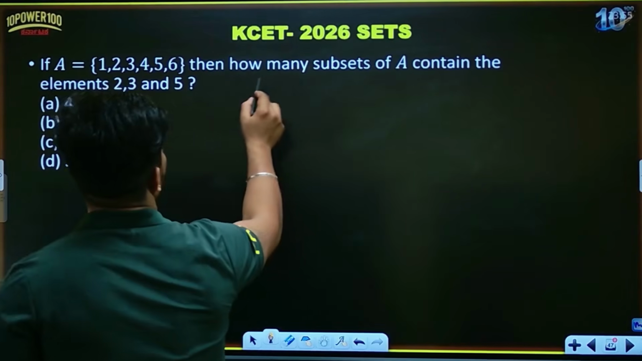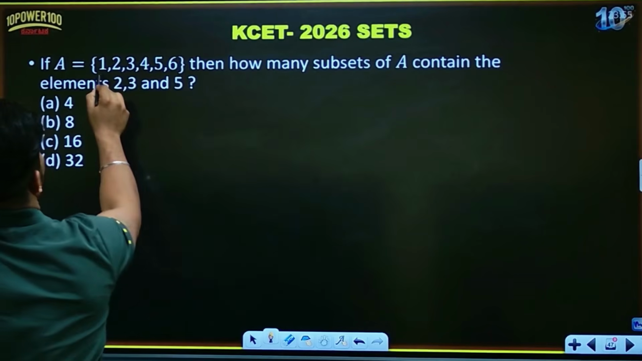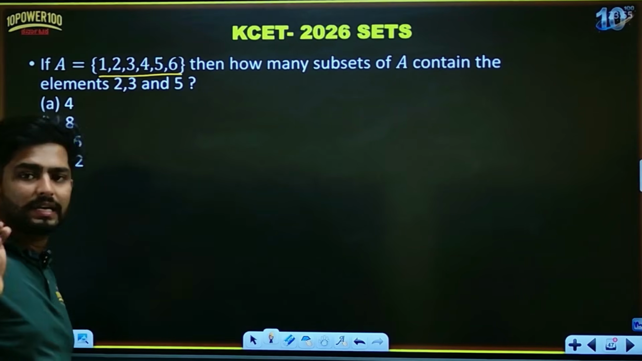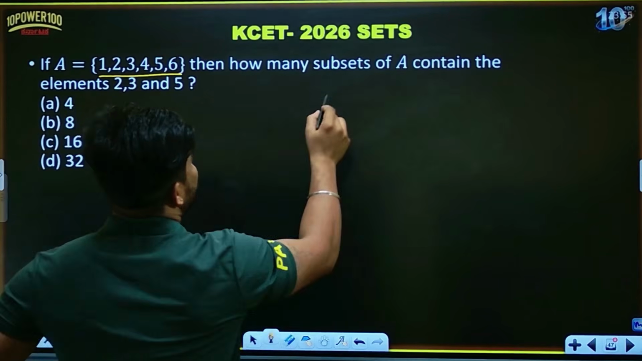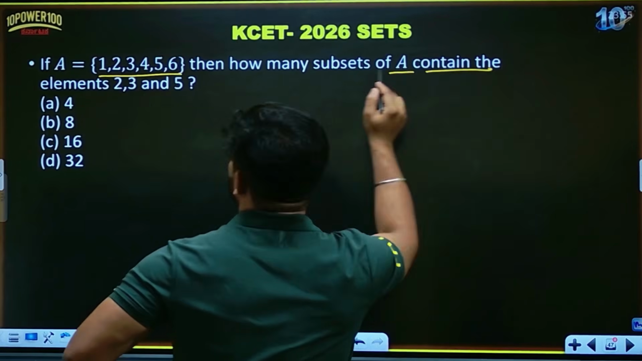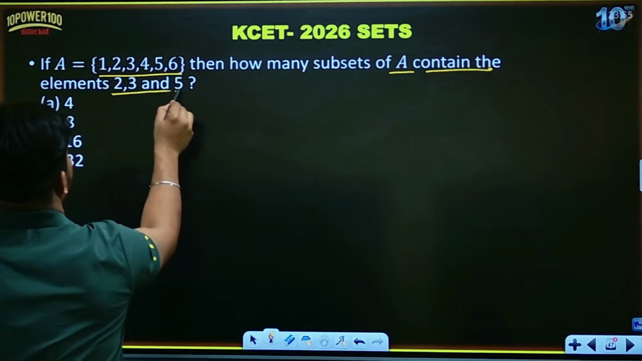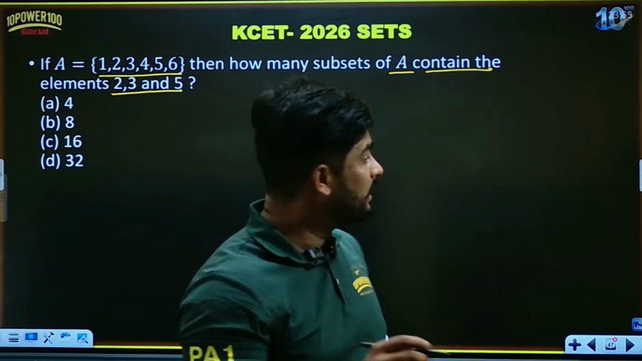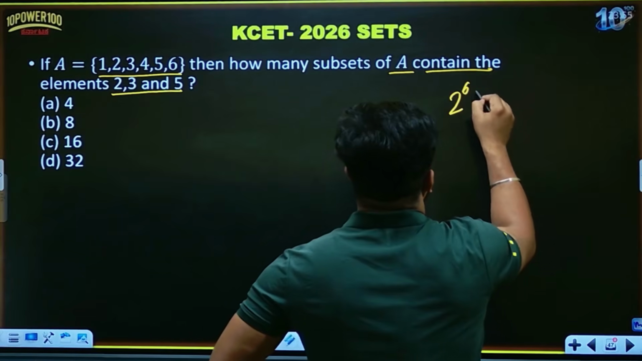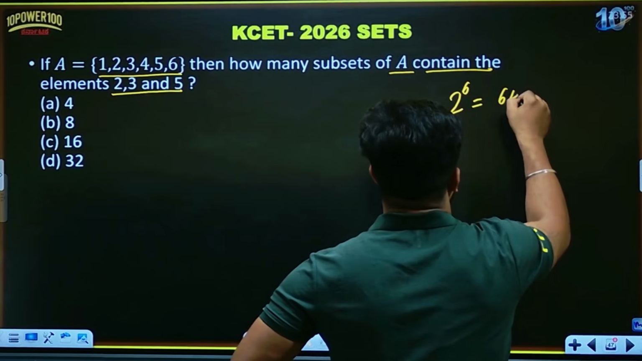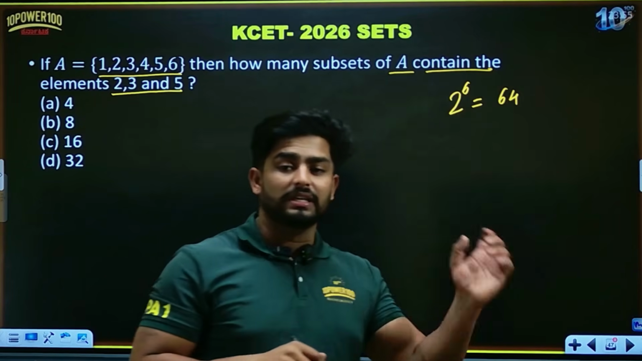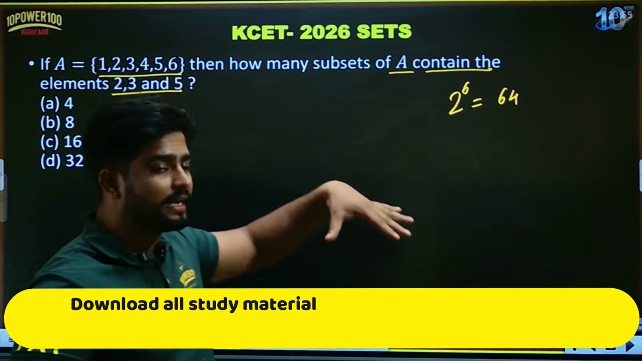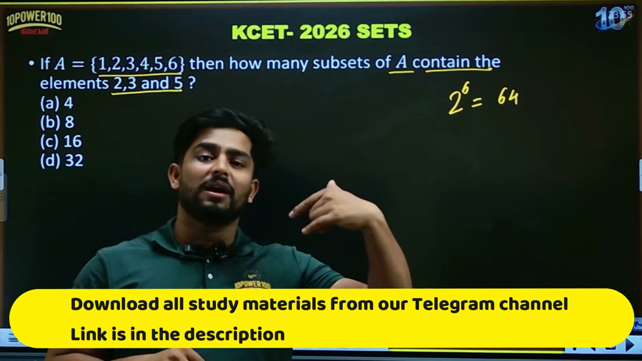Then how many elements? Look at this. Set A has 1, 2, 3, 4, 5, 6, so 6 elements. How many subsets of A contain the elements 2, 3 and 5? Now we have 6 elements, so it is actually 2 to the power 6, which is 64 subsets. To calculate which of the 64 subsets contain 2, 3 and 5 would need minimum 1 hour.